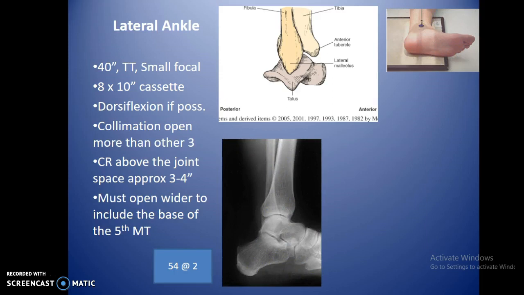Lateral ankle, almost the same as the lateral foot. So you want to make sure that it is on its side. It is a medial lateral projection. Just going to focus on getting the base of the foot to the heel, and then the same amount of the tib fib that we talked about. So centering about 3 to 4 inches above the space.